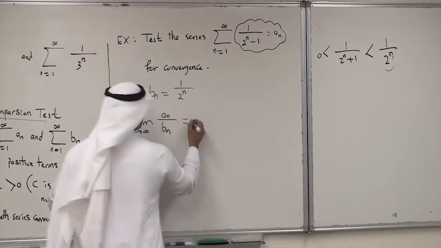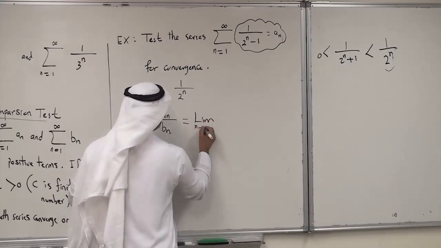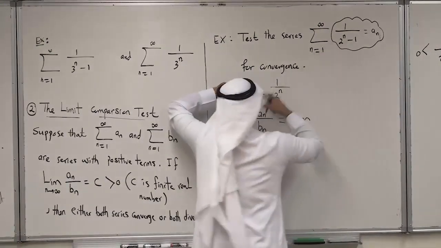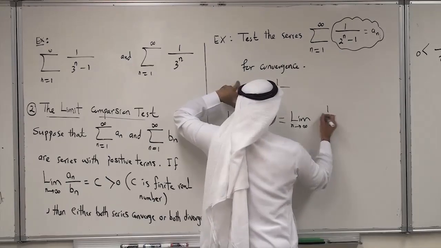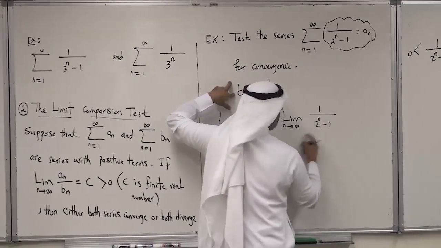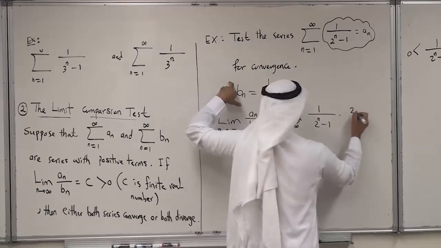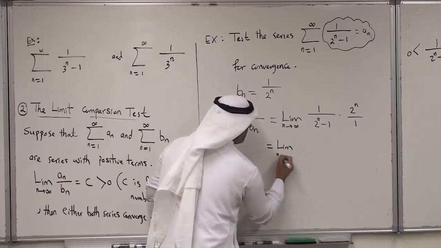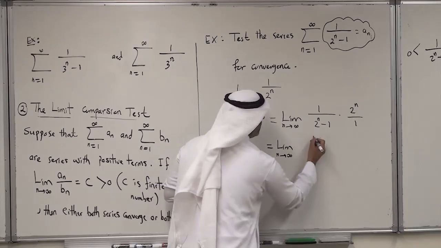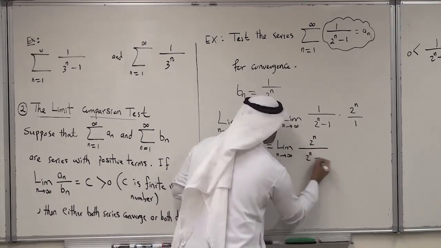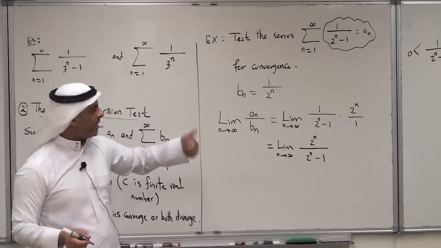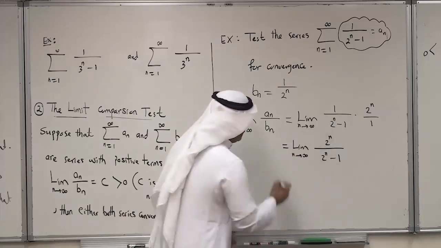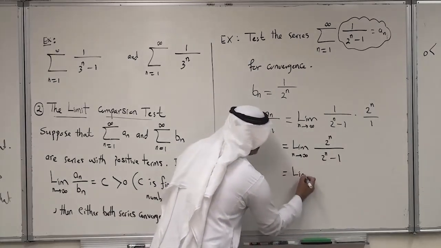So what is the limit in that case? It is the limit as n goes to infinity of a_n over b_n. You have 1 over 2 to the n minus 1 divided by this, so it is multiplied by 2 to the n over 1. We have the limit as n goes to infinity of 2 to the n all over 2 to the n minus 1. Now you can use L'Hopital's rule to prove that this is equal to 1, or you can just divide by 2 to the n. If you divide by 2 to the n directly, that will give you the answer.